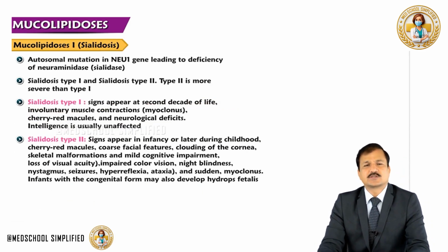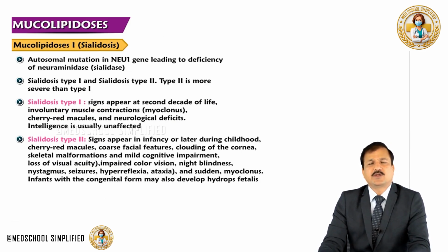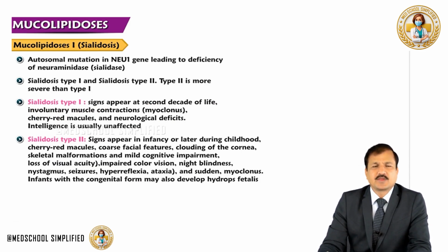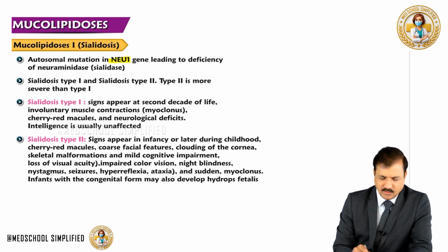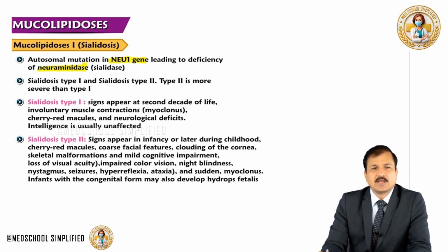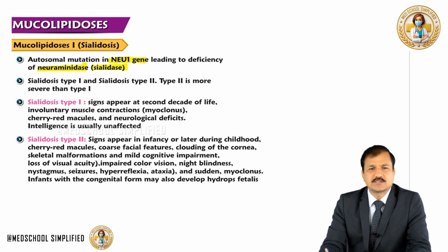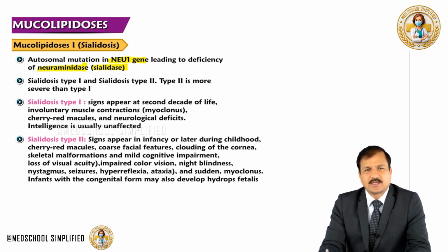Coming to mucolipidosis type 1, which is referred as sialidosis. It is an autosomal recessive condition where there is a mutation in the NEU1 gene, which is coding for neuraminidase. The enzyme neuraminidase is also called as sialidase, which is responsible for removal of sialic acid. Sialic acid is N-acetyl neuraminic acid. That's why the other name of sialidase enzyme is neuraminidase.